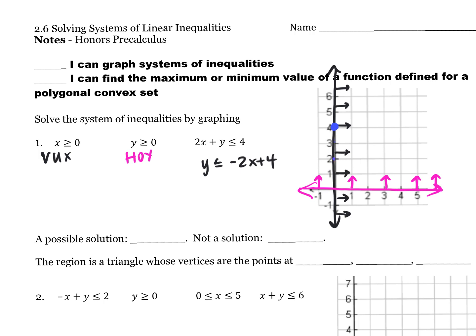Down 2 in which direction? Left or right 1? Right. Very good. Down 2, right 1. Solid or dashed line? Solid. All of them are going to be solid because all of them were or equal to. With these systems that we're going to be dealing with, they're all going to be solid.